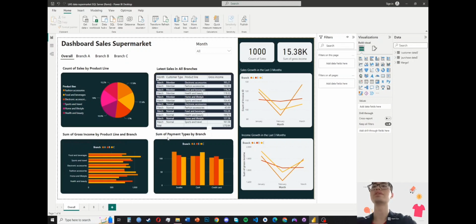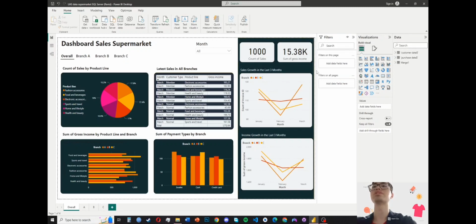And next is the chart that tells us how customers pay for their purchases. The branch that has the most customers using e-wallet is branch A. The branch that has the most customers using cash is branch C. And the branch that has the most customers using credit cards is branch B. Then on the menu on the right, we can see how much in sales the supermarket makes in 3 months and how much income is generated.